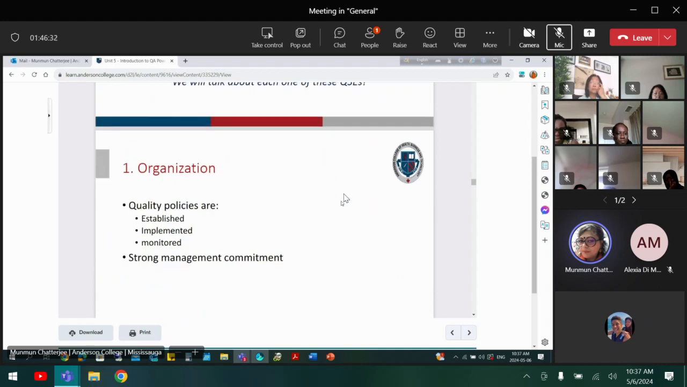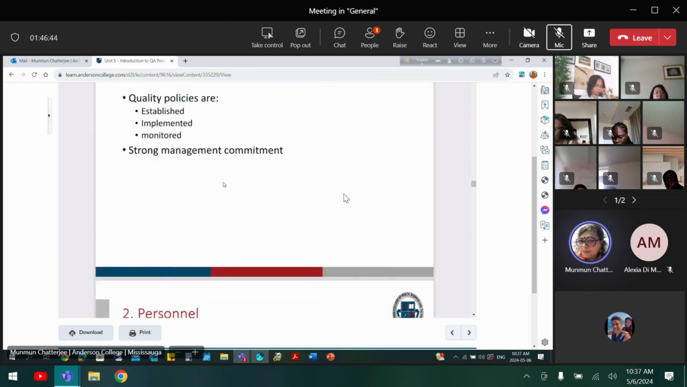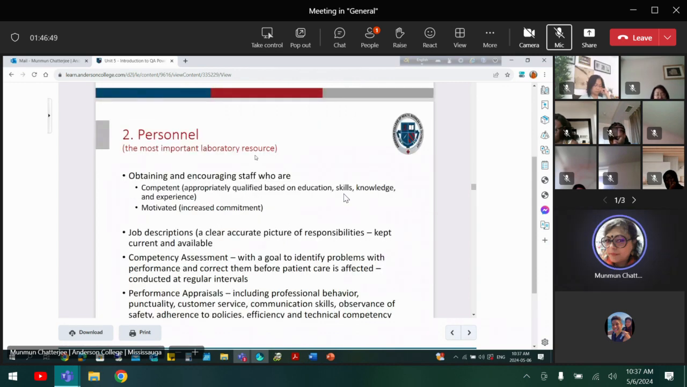Organization: policies are established, implemented, and monitored. The organization has to be established, it has to implement, and it has to be monitored also. Strong management commitment. Personnel are the most important laboratory resource that we have: obtaining and encouraging staff who are competent, appropriately qualified based on education, skill, knowledge, and experience, and motivated. That means increased commitment.